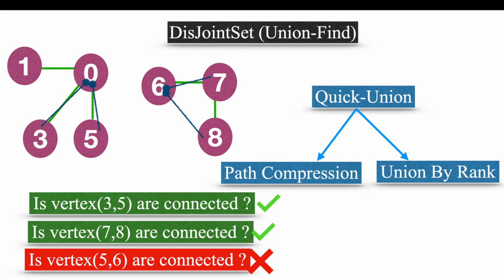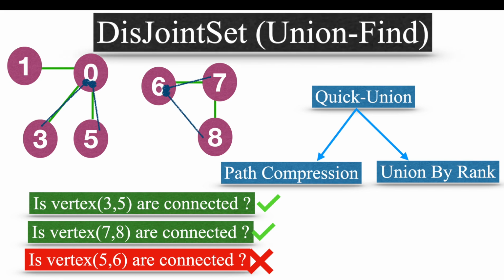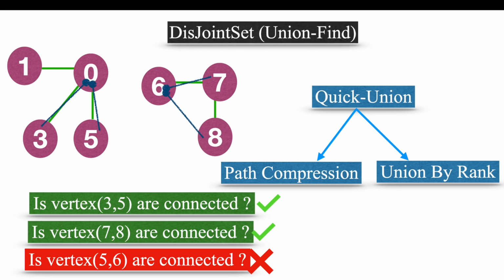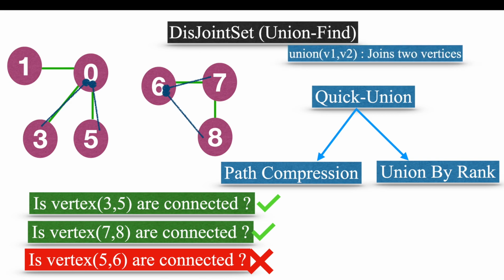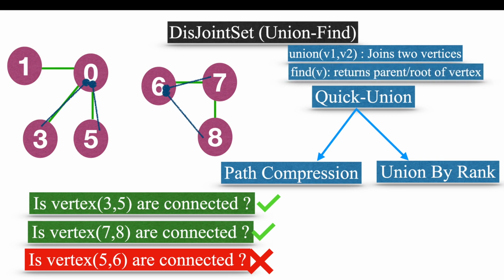Then, if you have an infinite number of vertices in a graph, how do you know whether they are connected? The solution is disjoint set. Disjoint set provides very efficient algorithms through which we can easily determine whether two vertices are connected or not. Quick union is one of the reliable algorithms with disjoint set. The disjoint set provides two operations. One is union, which joins two vertices. The other is find, which returns the parent or root of a vertex.